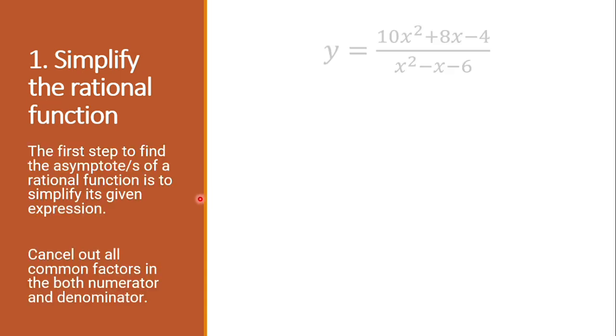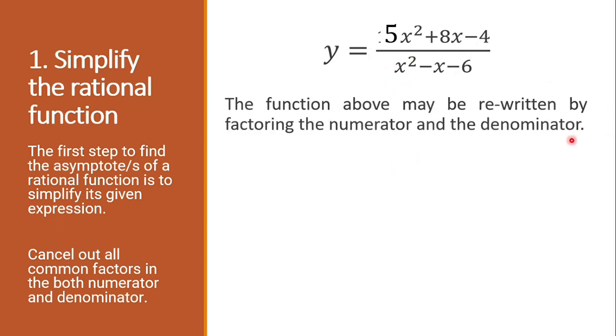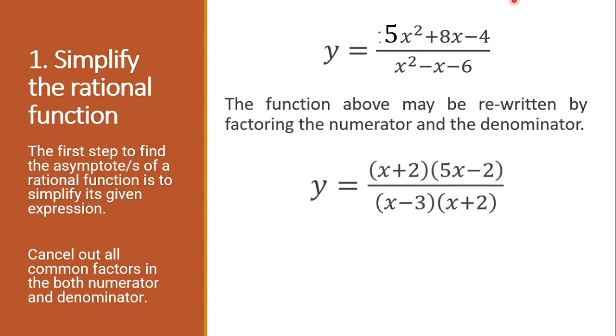So we have this original function here, y equals 5x squared plus 8x minus 4 all over x squared minus x minus 6. The function given here may be rewritten by factoring the expression in the numerator and the expression in the denominator. Factoring the expressions here, you will obtain these factors for the numerator, x plus 2 and 5x minus 2, and for the denominator you have the factors x minus 3 and x plus 2.